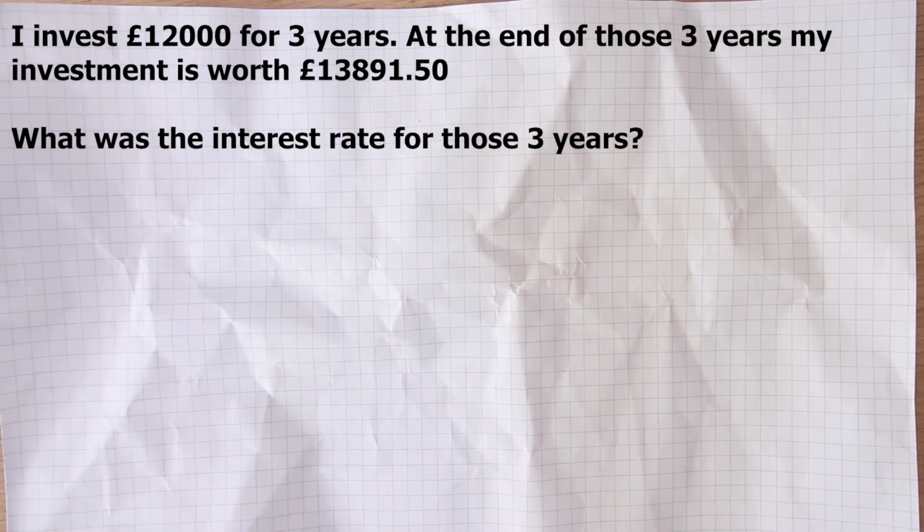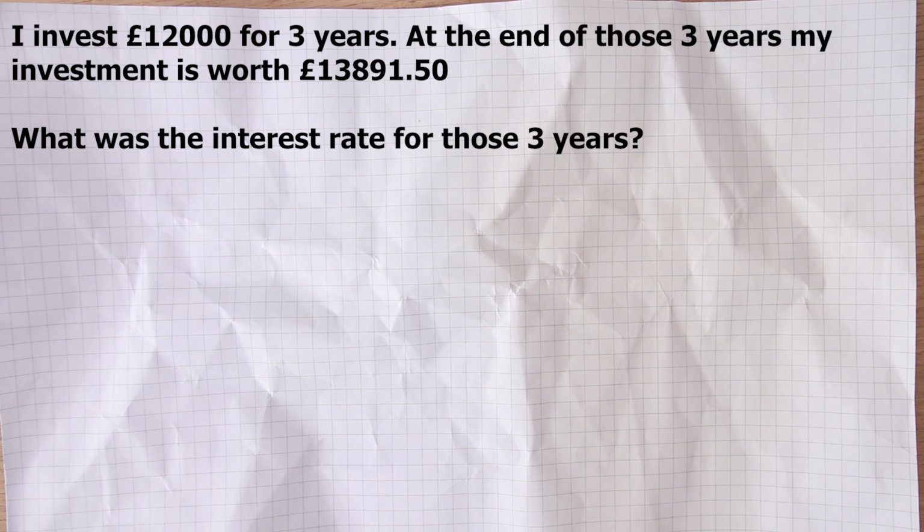Which brings me on to the second way that they might ask these kinds of questions, and I'll illustrate this with an example. So they might say that somebody has invested £12,000 for 3 years, and at the end of that 3 years they've got £13,891.50, and we've got to work out what the interest rate was for those 3 years.